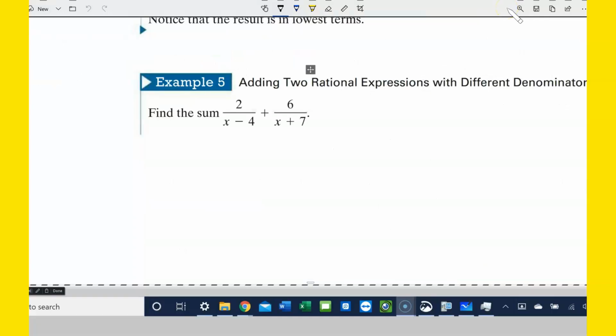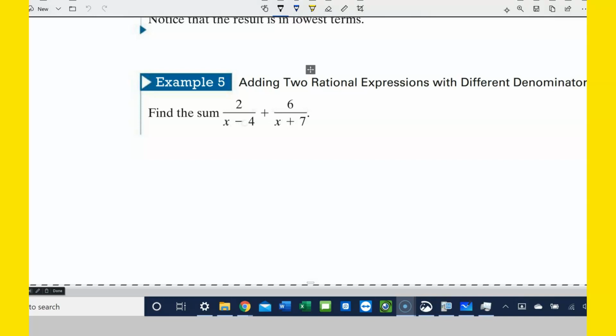Example 5. There is a difference in this example between this one and the previous couple of examples. Again, I don't have a common denominator, but what's different here is that I've got pluses and minuses going on in this denominator. So that's going to be handled a little bit differently.